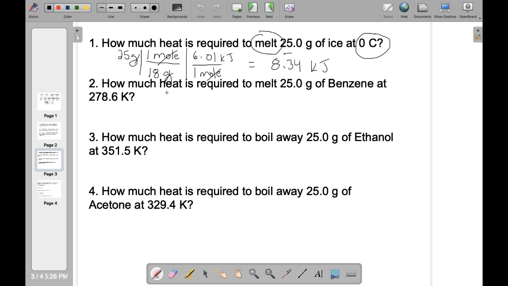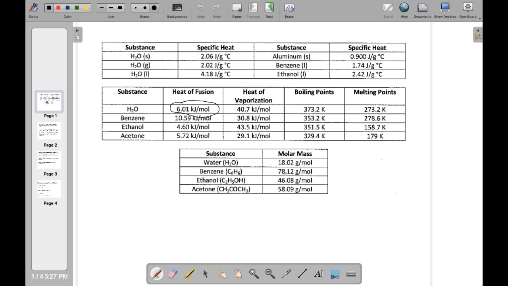Okay, let's go down here. How much heat is required to melt? So yet again, we have this term melt. And whenever we look at these questions, we have to read them carefully and figure out what they are asking us. 25 grams of benzene. So this is going to be similar to this problem, except I have to use a different heat of fusion. So I'll have 25 grams of benzene. I want to convert it to moles. Now I need to know the molar mass of benzene. Let's go up here. 78.12.